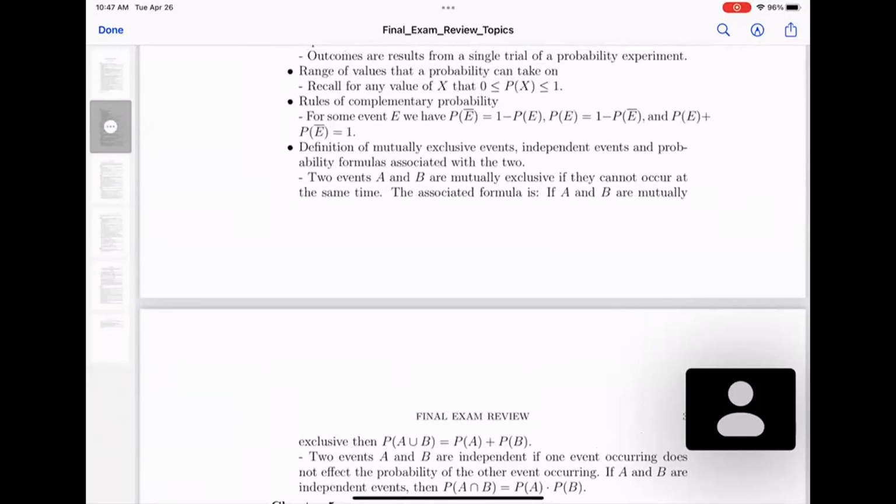So for instance, if I say, what's the probability that it's going to rain today? And I want you to find what's the probability that it's not going to rain. All you do is take 1 minus the probability that it will rain.